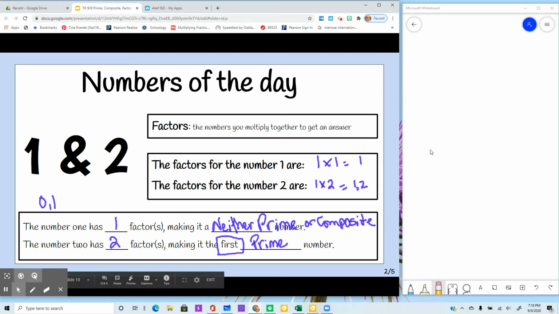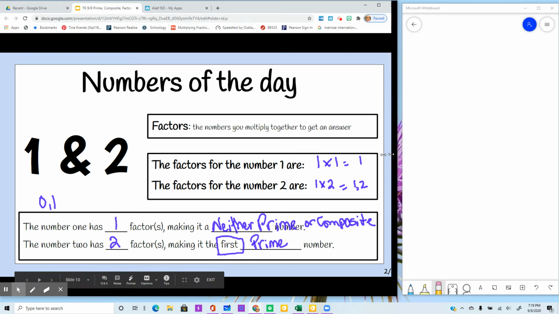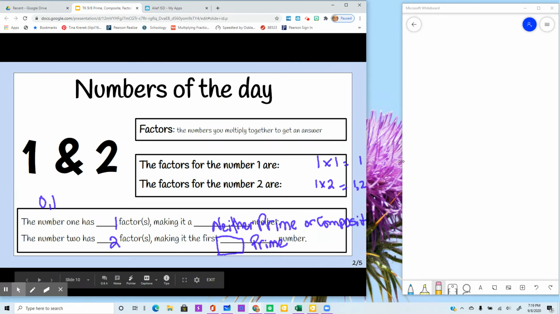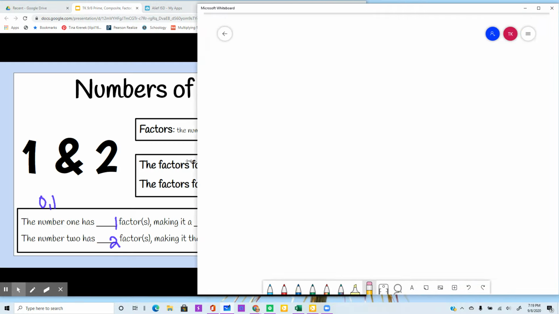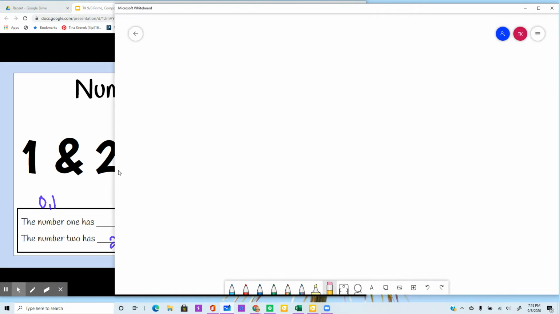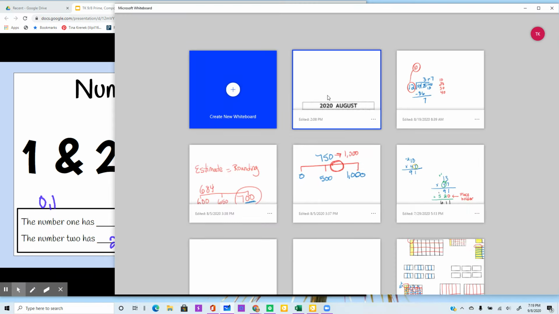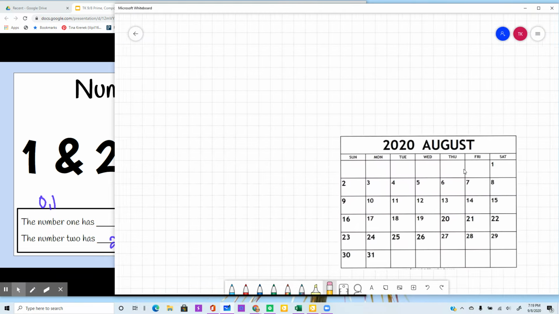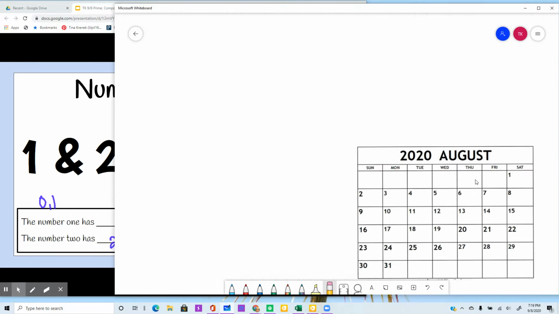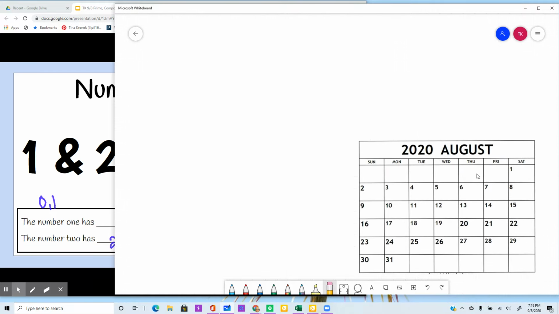Okay, so I'm going to extend my whiteboard here a little bit, and we're going to talk about some numbers, prime and composite. The reason you need to know what's prime and what's composite, or the way they might ask you in a test, is they might say, in the month of August, how many days are prime or composite? So we're going to review some rules.